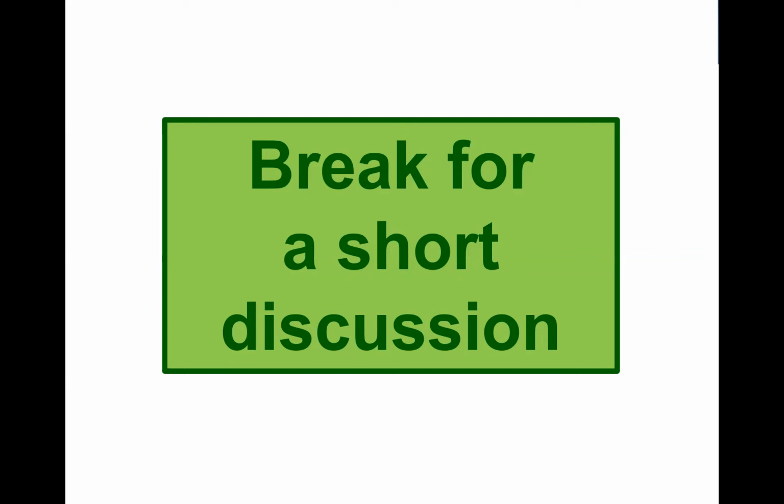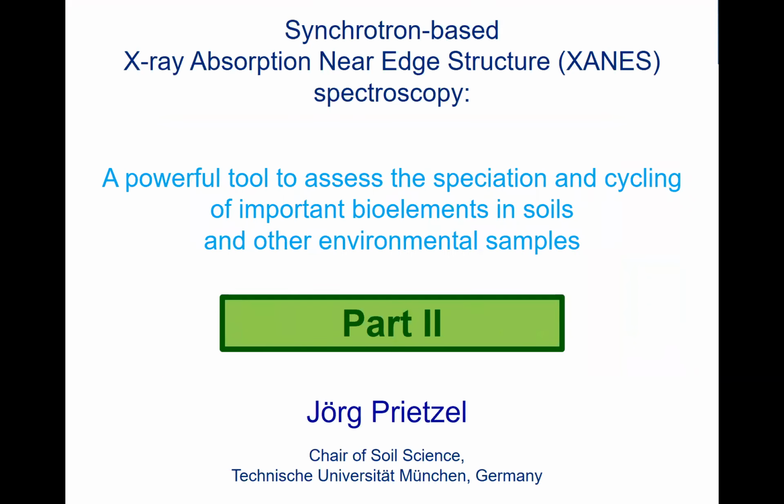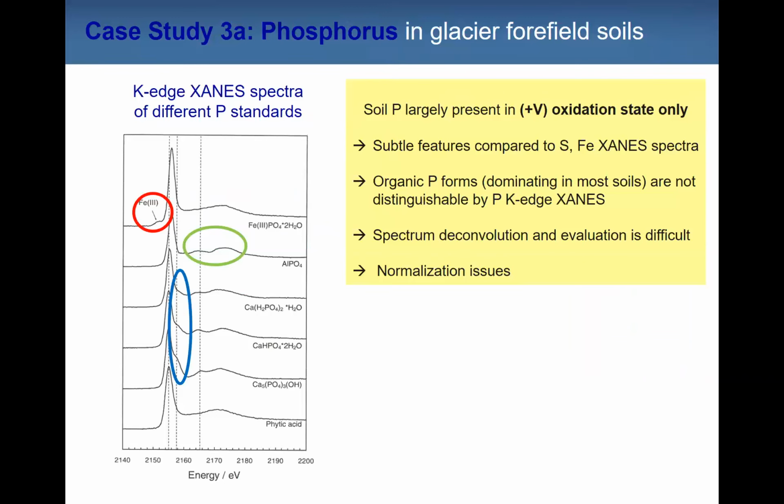Okay, so let's continue with part 2. And now we are switching from the more simple elements to a more complicated one. And this is phosphorus, which causes several problems because, first, it's only present in one single oxidation state, mostly at least. It is +5, so it's only phosphate, which means you cannot make use of this energy relation between peak energy and oxidation state. All the white lines of phosphorus are at almost the same peak energy at about 2.155 keV, which is not nice.